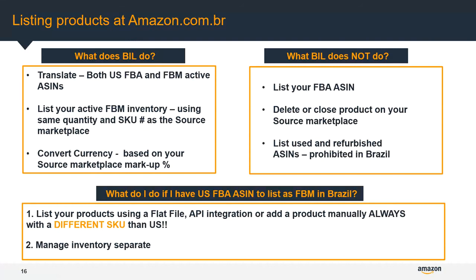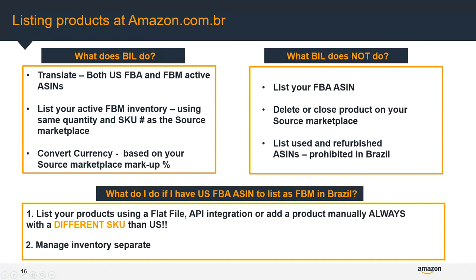Okay. So if you have US FBA ASINs that you want to list in Brazil, that's totally possible, but you would have to use either a flat file, we'll have a video on that, or your API integration, or add a product manually. But always use a different SKU than the United States, right? Because this inventory is combined. You don't want to use your FBA SKUs for Brazil. You can add a BR at the end, for example, okay?